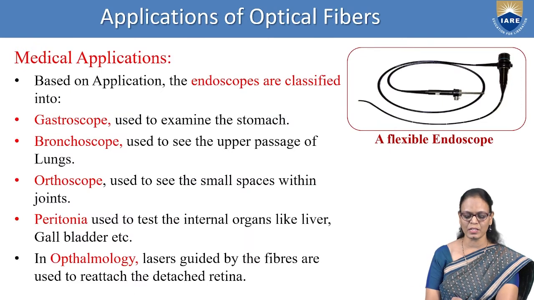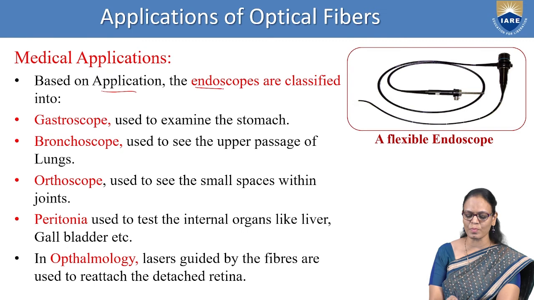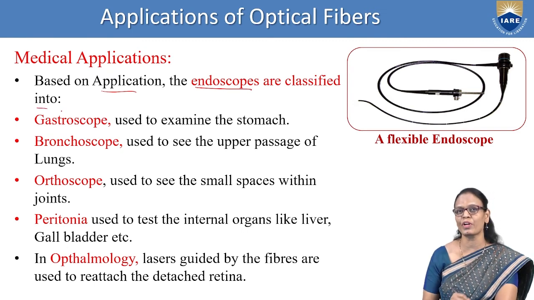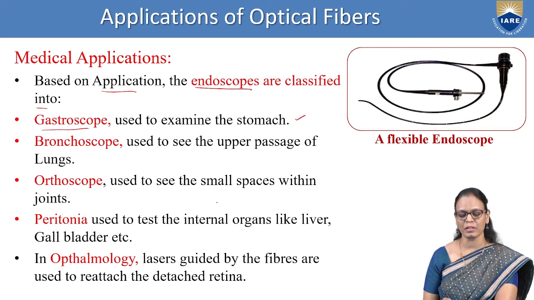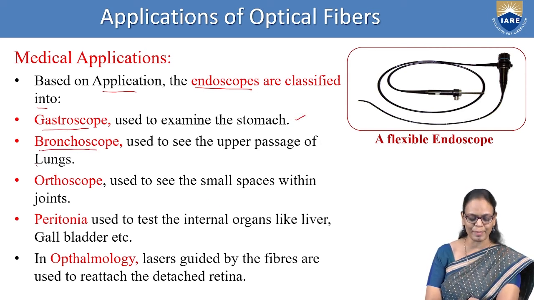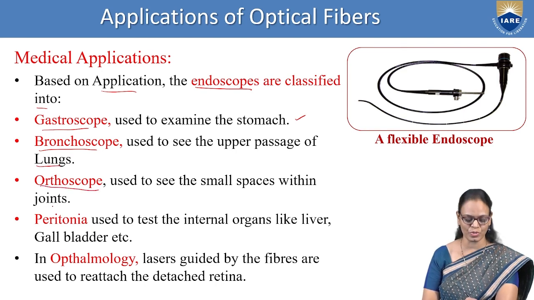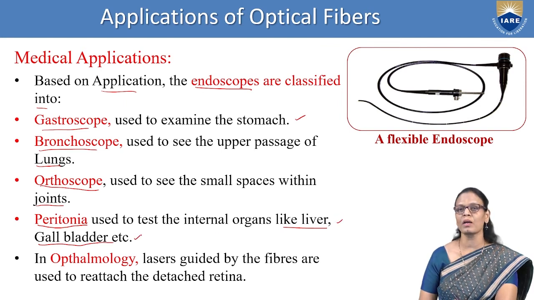In medical applications, based on the application, endoscopes are classified into many types. The gastroscope, which we use to examine the stomach, then the bronchoscope, which is used to examine the lungs, the orthoscope, which is used to see the joints, and the peritoneoscope, which is used to see the internal organs like the liver and gallbladder. Whenever there are problems in the liver or the gallbladder, without making an incision or doing the actual surgery, with the help of these endoscopes, they can make the corrections or give the treatment.